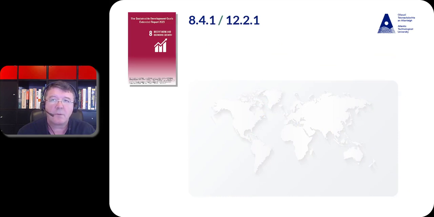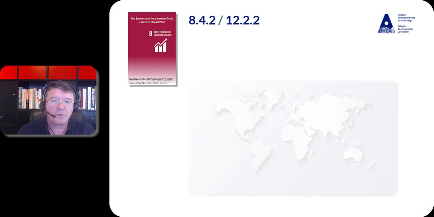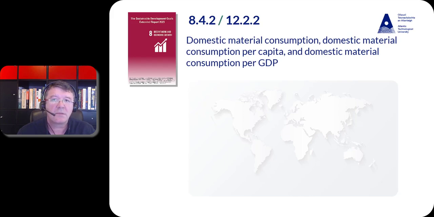Indicator 8.4.1, which is also identical to Indicator 12.2.1, material footprint per capita and material footprint per GDP. Indicator 8.4.2, which is also identical to Indicator 12.2.2, domestic material consumption per capita and domestic material consumption per GDP.